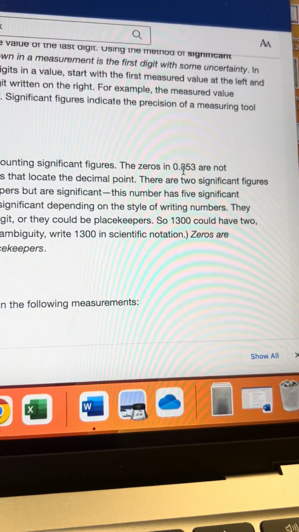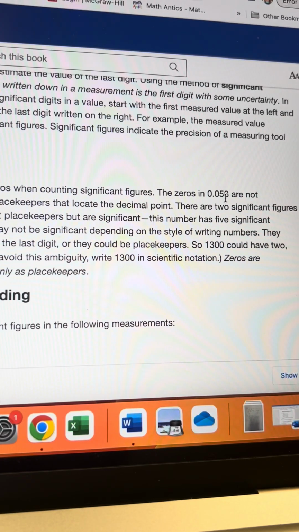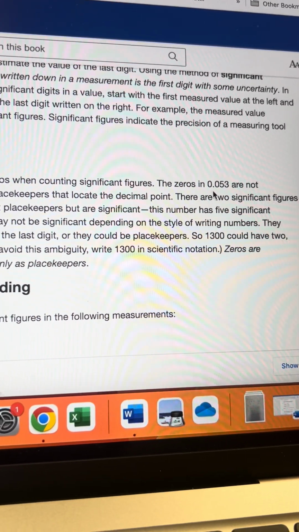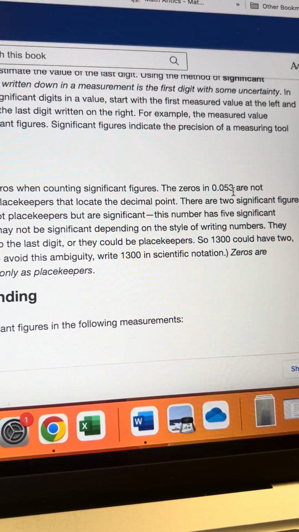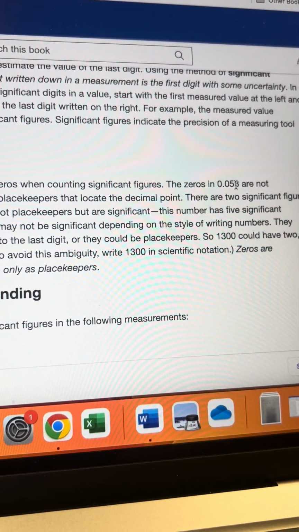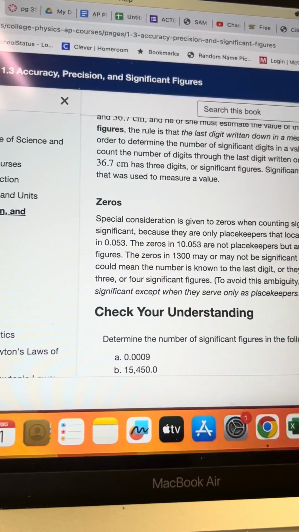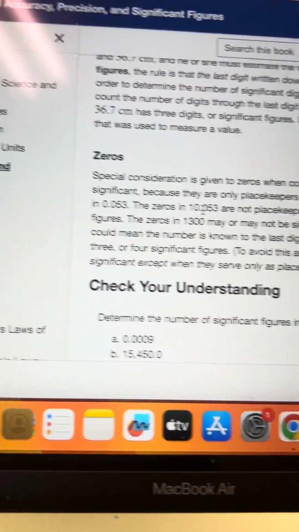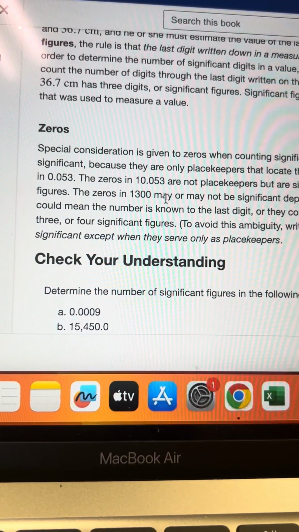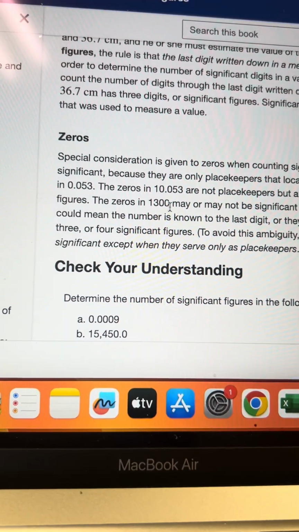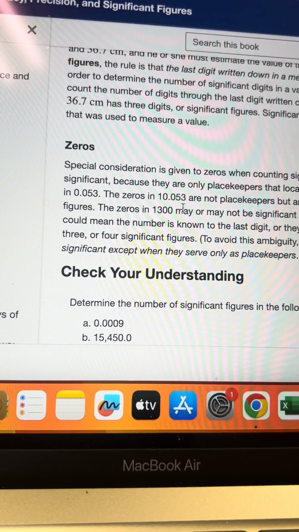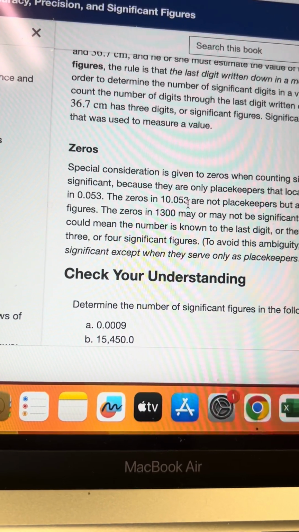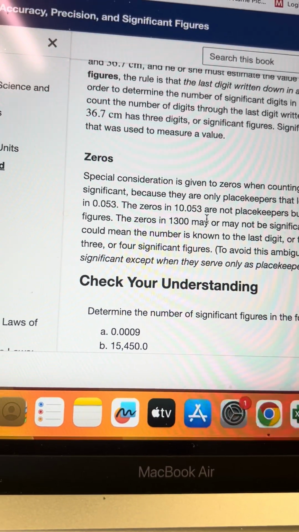So we have this number here, 0.053. The 5 and 3 are significant, but these two zeros are just placeholders, shifting it over into the thousandths place. So there are only 2 significant figures there. Now here, when you have 10.053, the zeros in between are significant because they're not just placeholders. They're telling you about the number. So we have 1, 2, 3, 4, 5 significant digits here.